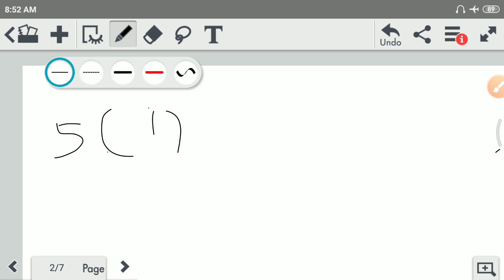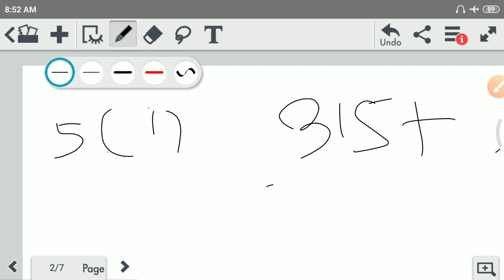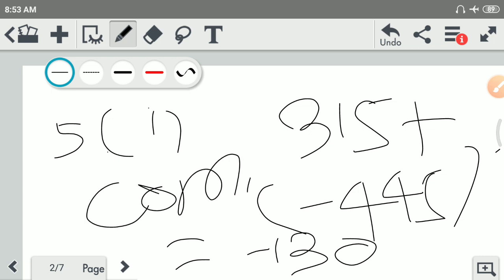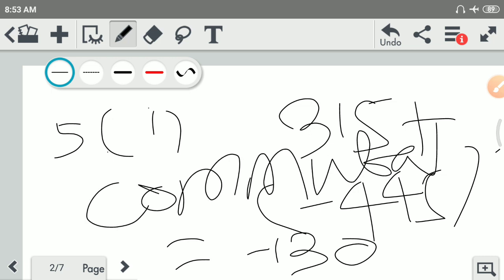Okay, now take the RHS side. 315 plus minus 445. Now you subtract it so that it will come minus 130. Now both sides are equal. Now you say which property it is? Commutative property. This is satisfying the commutative property. Okay, similarly you have to do up to question number 6.